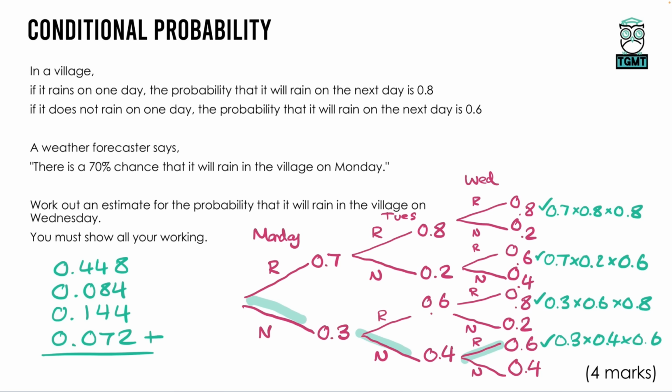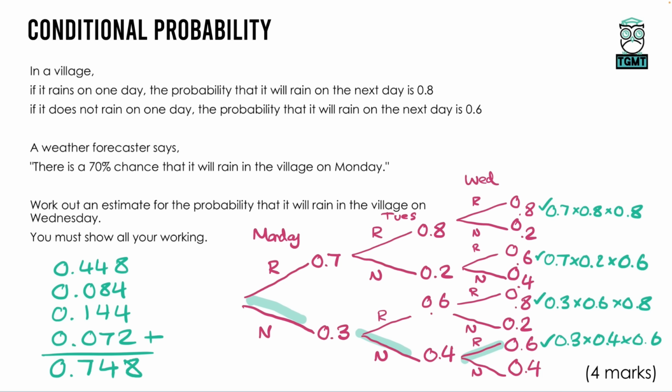So for this one then, let's add these together. 0.072, 0.144, plus 0.084 plus 0.448. And there we go, pressing equals there, we have 0.748.